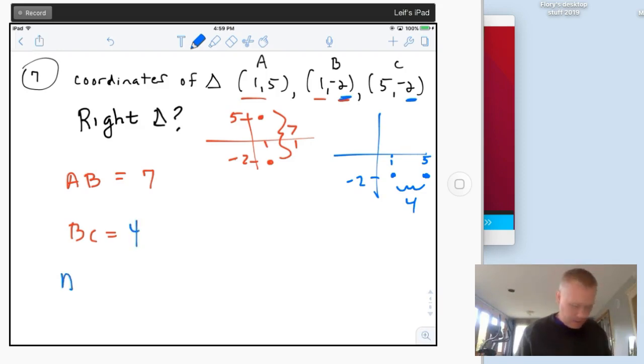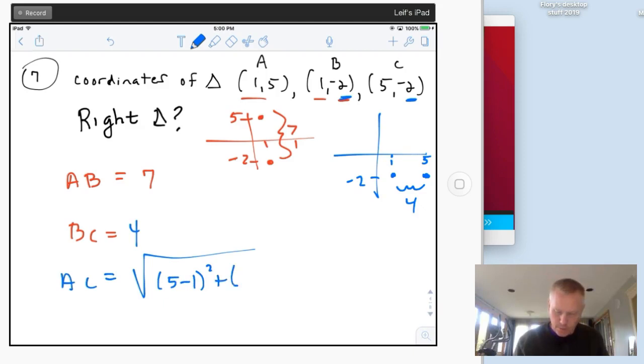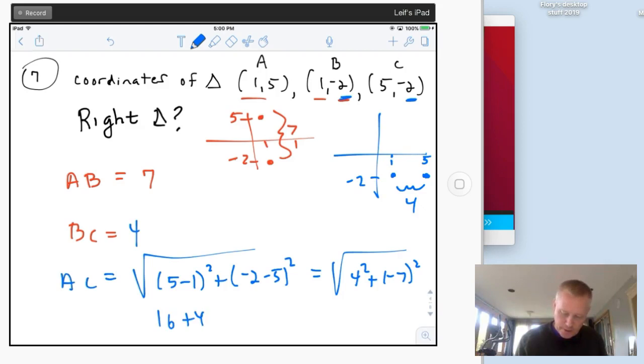And last but not least, AC. So this would be 5 minus 1 squared plus negative 2 minus 5 squared, equals 4 squared plus negative 7 squared. So that's 16 plus 49, which is root 65.